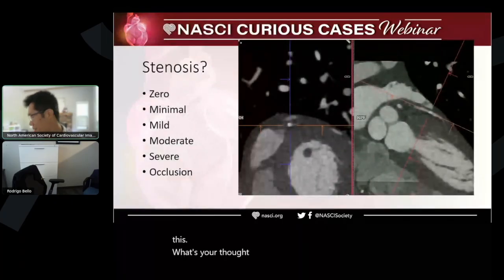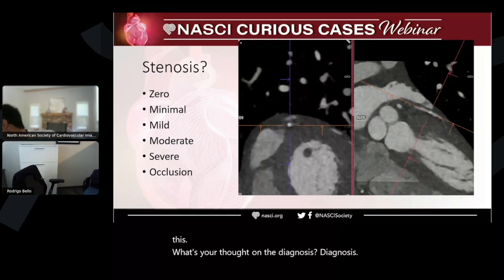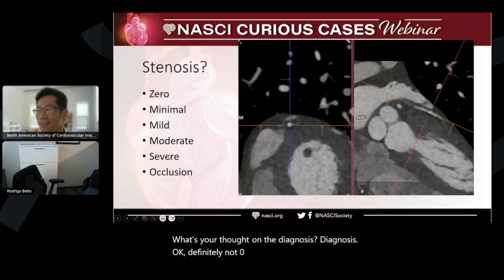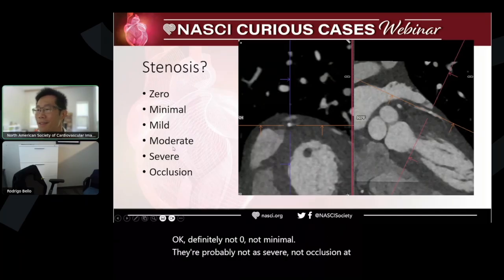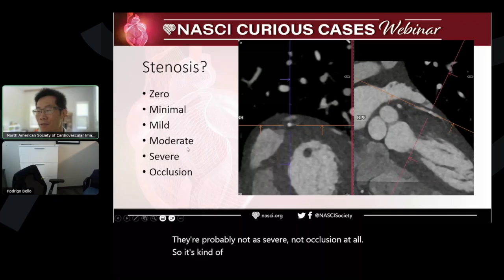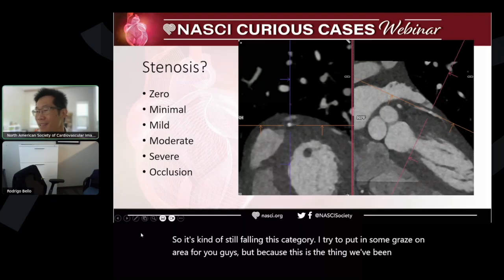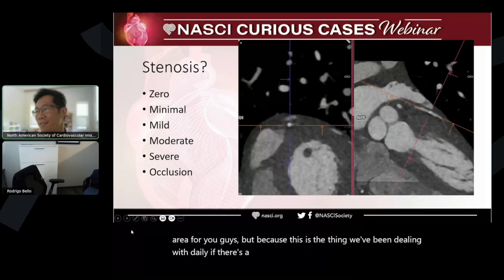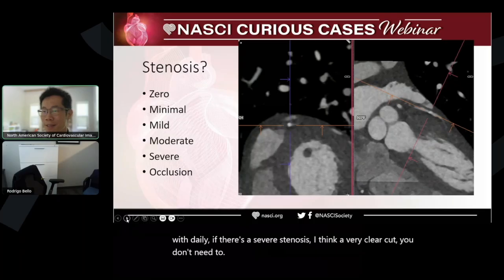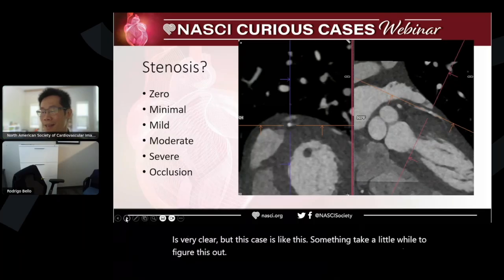What's your thought on the diagnosis, stenosis? Definitely not a 0, not minimal. Probably not severe, not an occlusion at all. So it's still falling in this category. I try to put in some gray zone area for you guys, because this is the thing we deal with daily. If there's a severe stenosis, it's very clear cut. But cases like this take a little while to figure out. What do you think?